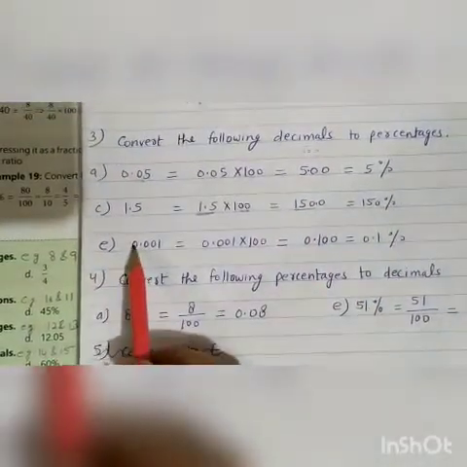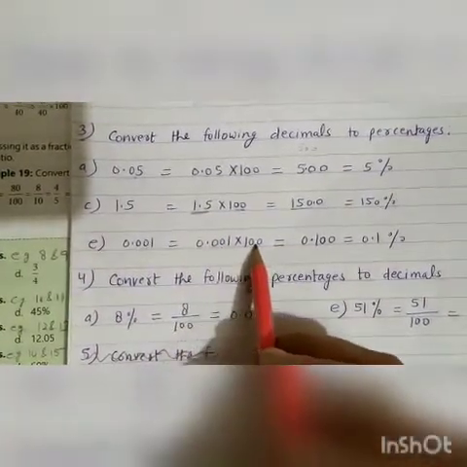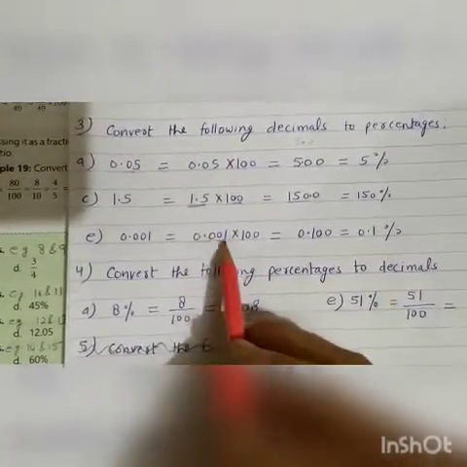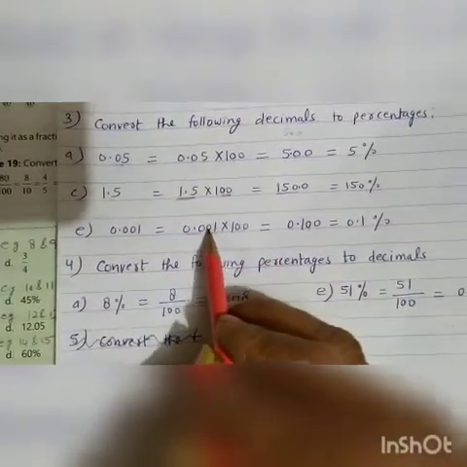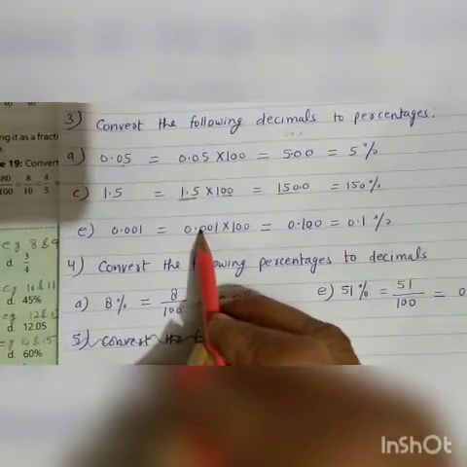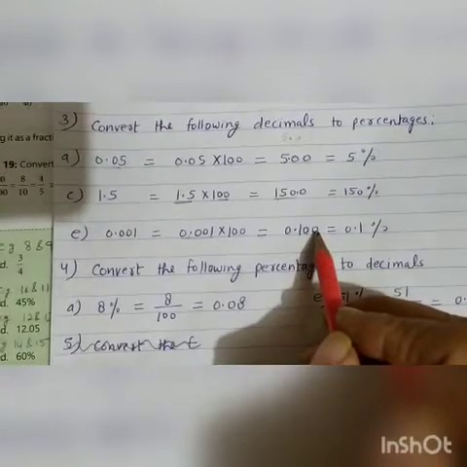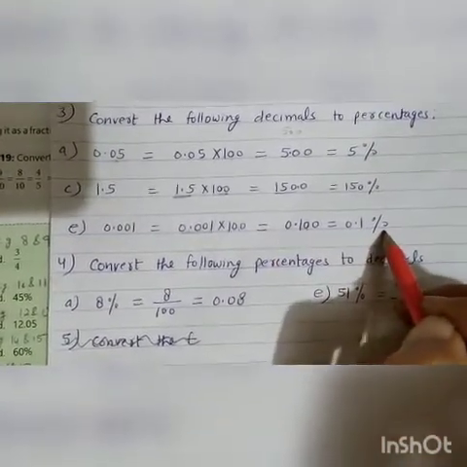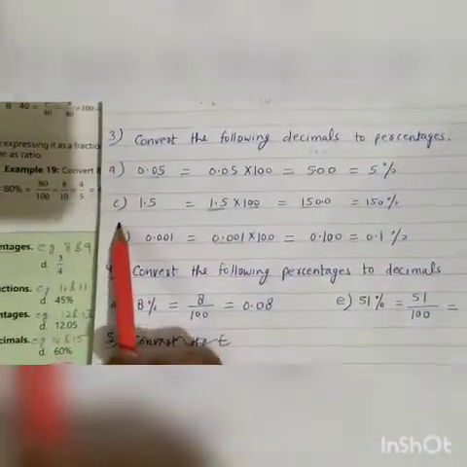Next, E part: 0.001. Again we will multiply 0.001 by 100. If we consider this number without the decimal, then it is 1. So 100 times 1 is 100, and before 3 digits there is a decimal: 1 2 3. So we will put the decimal before 3 digits, 1 2 3. Then it becomes 0.1%. The remaining 2 parts, B and D, you will do yourself. Now come to question number 4.